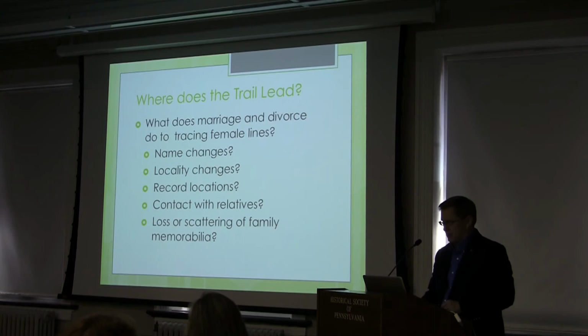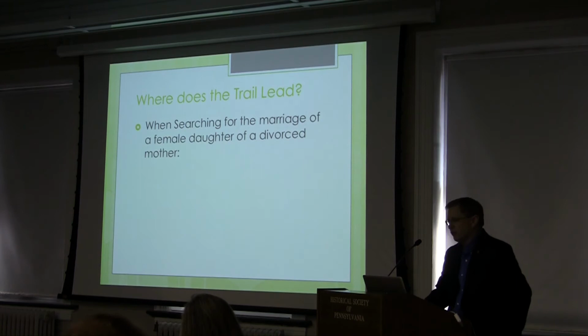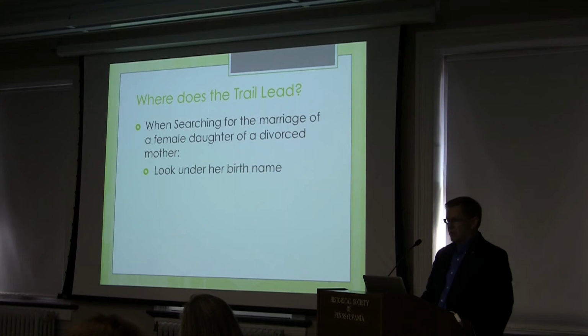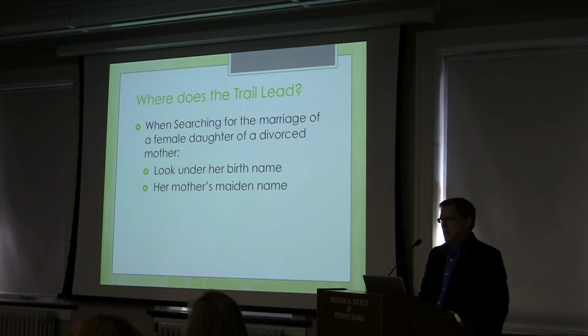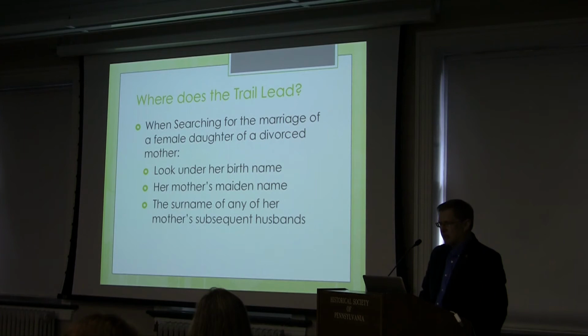There are just a number of other things where that trail may lead you to record sets and people that will answer that. When searching for the marriage of a female daughter or a divorced mother, obviously we have to look under her birth name because that's the name that she was born with. We may want to look under her mother's maiden name because after a divorce, the mother may have taken back her maiden name and she may have changed the child's name back to her maiden name. We also have to look at the surname of any of her mother's subsequent husbands. So you can see that there are a number of different varieties there.